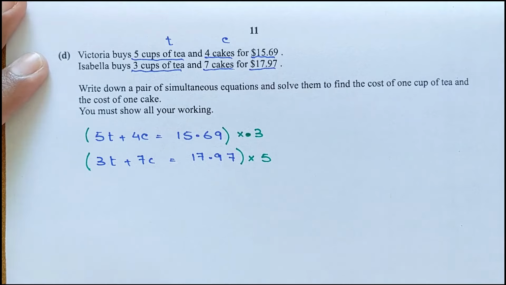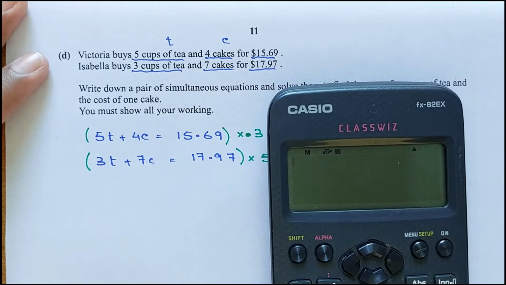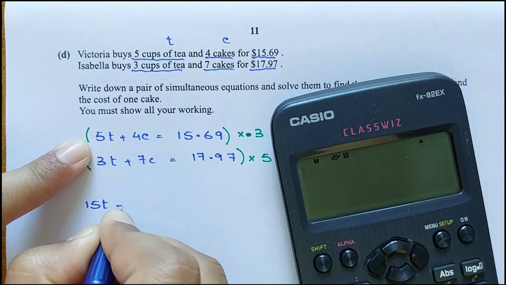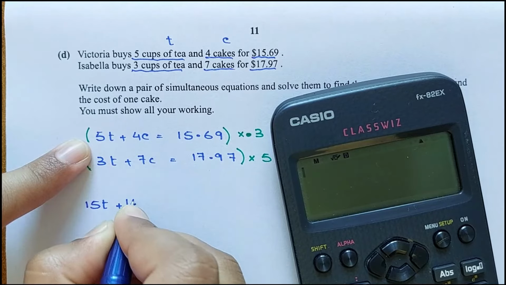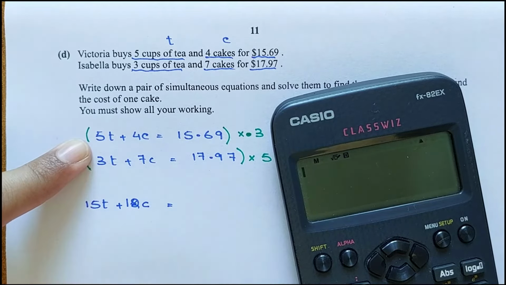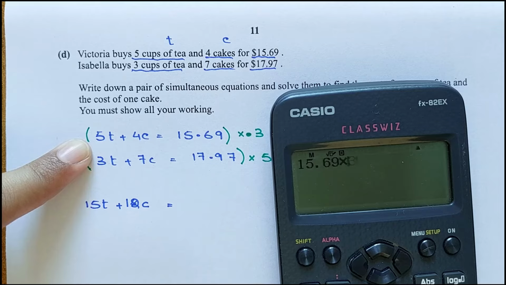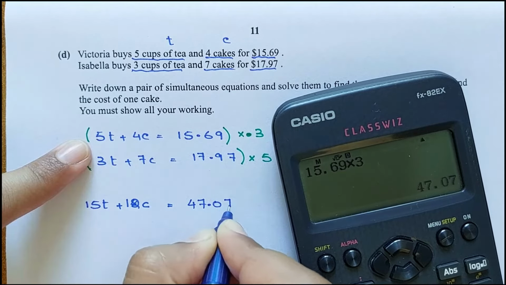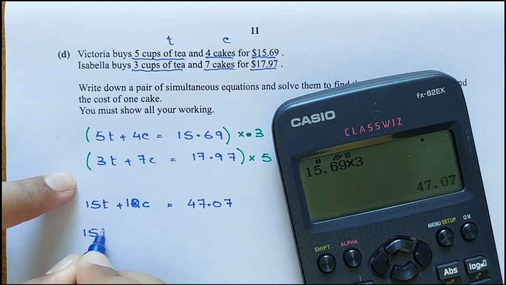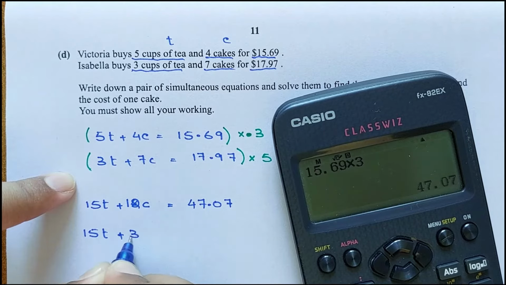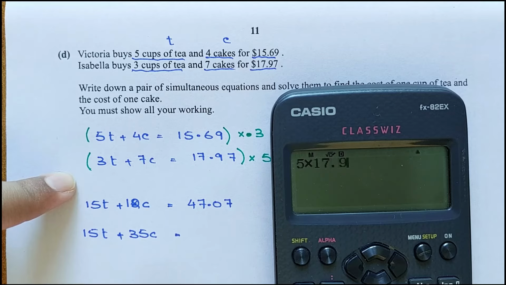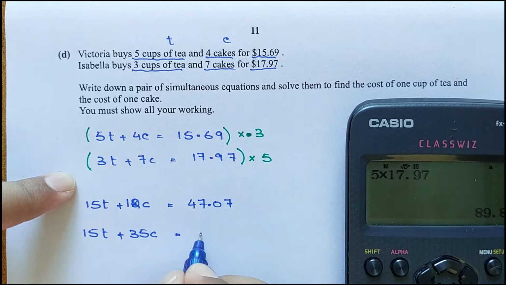Okay, let me get the new equations. We have 5 times 3 is 15T, 4 times 3 is 12C, and 15.69 times 3 is 47.07. Then 5 times 3 is 15T, 5 times 7 is 35C, and 5 times 17.97 is 89.85.